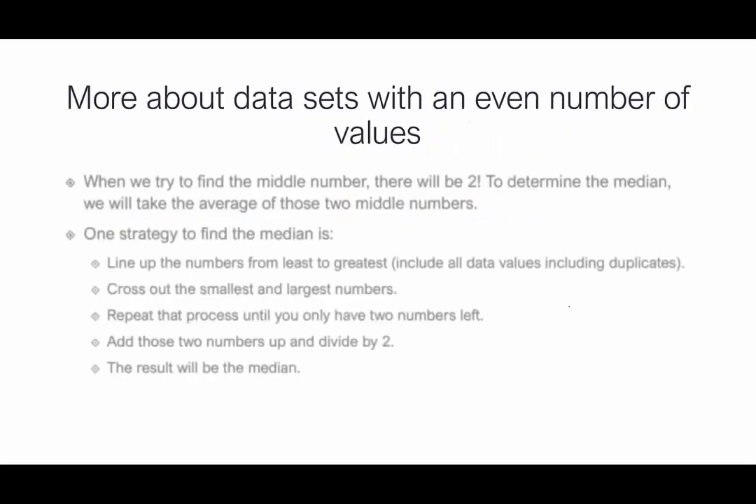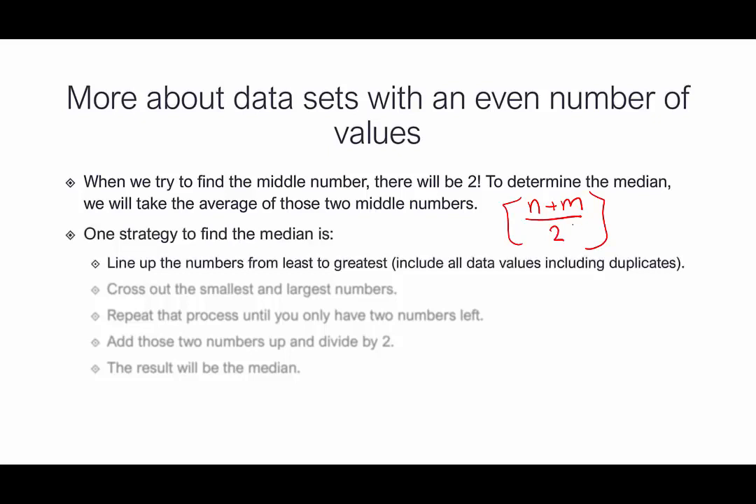Okay, so now what do we do if there are an even number of values in the data set? When we try to find the middle number, we're going to find out that there are going to be 2 numbers in the middle. So to determine the median when there's an even number of values, we will take the average of those 2 numbers that are in the middle. To take the average, we add those numbers up, so it's going to be n plus m. There are 2 of them, so we will divide by 2. This will tell us the median.